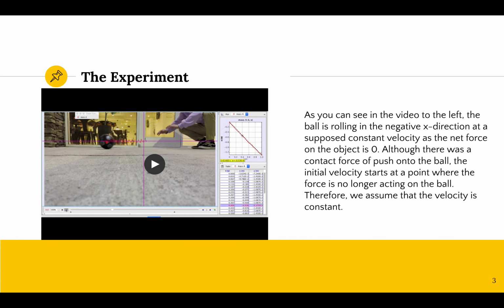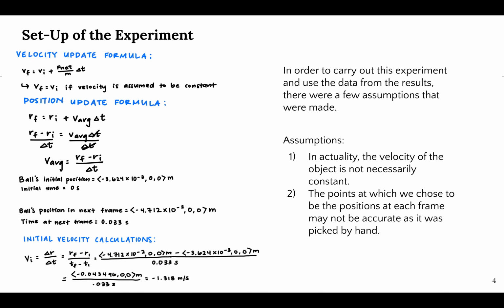Although there was a contact force of push onto the ball, the initial velocity starts at a point where the force is no longer acting on the ball. Therefore, we can assume that the velocity is constant. With the data and information provided from Tracker, I was able to calculate the initial velocity of the ball.